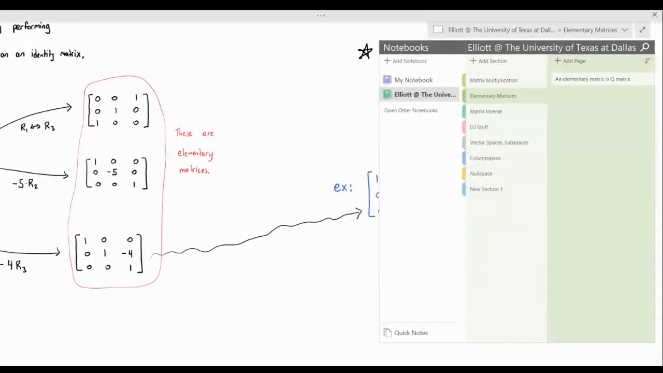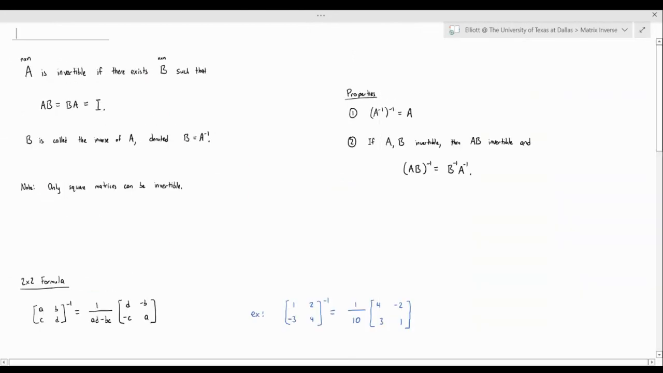So I will move on to another topic. I want to talk about matrix inverse a little bit next. To start with, I wrote out a definition here. When we're talking about matrix inverse, this only applies to square matrices. So if your matrix is not a square matrix, it will not have an inverse.